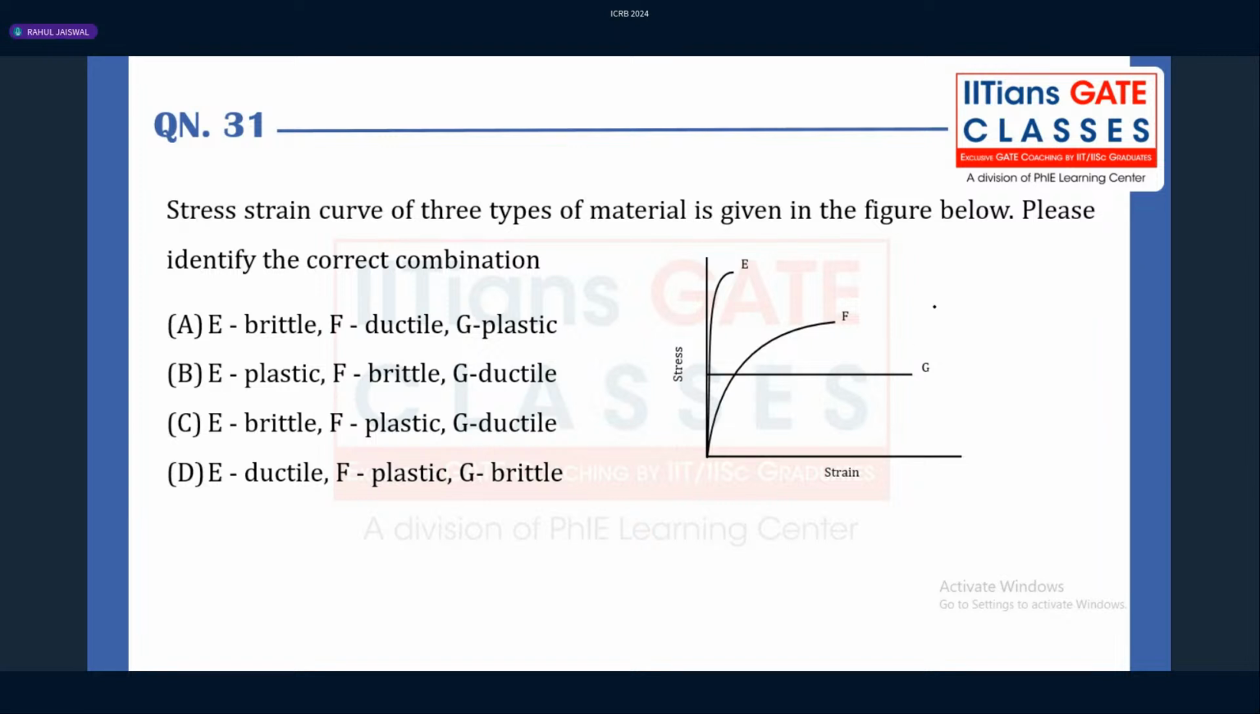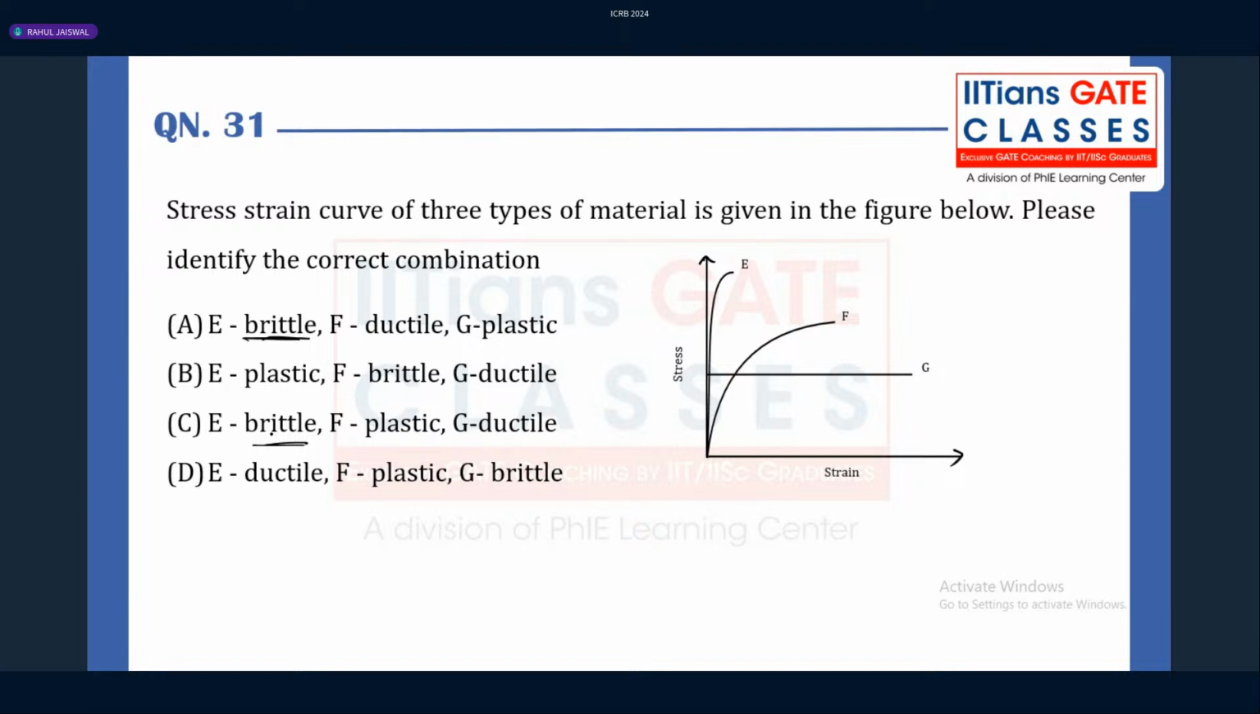Again, but here also you can answer. There is no difficulty at all. If you try to observe, it's a very easy question. E is, if you see the E graph, stress versus strain diagram. So what you're going to get, guys? Straight away you can say that it is a brittle material. E is for the brittle. But if you see in the A and C, both the options are what? Brittle.